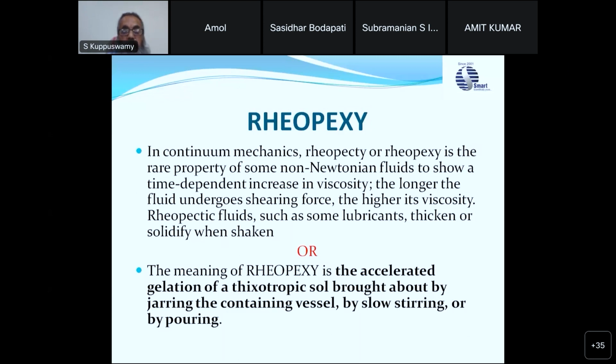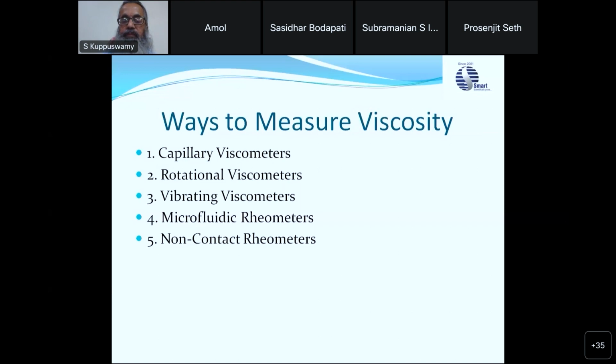Like the preparation of sweets from milk exhibit properties of rheopexy. As the speed is increased, the rate of shear will increase. So, ways to measure viscosity. There are capillary viscometers, rotational viscometers, vibrating viscometers, microfluidic rheometers, and non-contact rheometers. Today we are going to see mainly rotational types of viscometers.